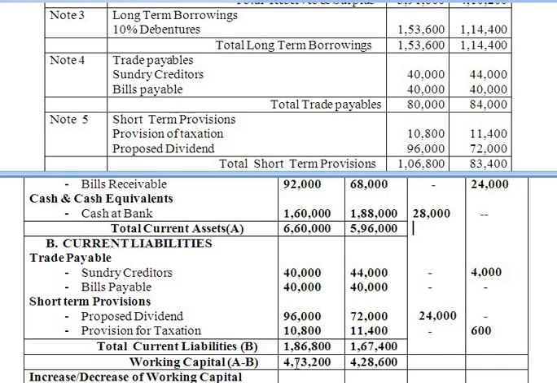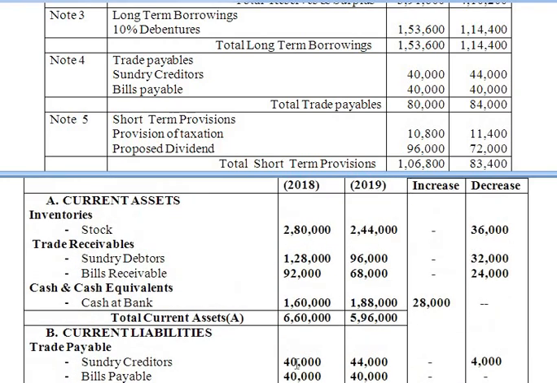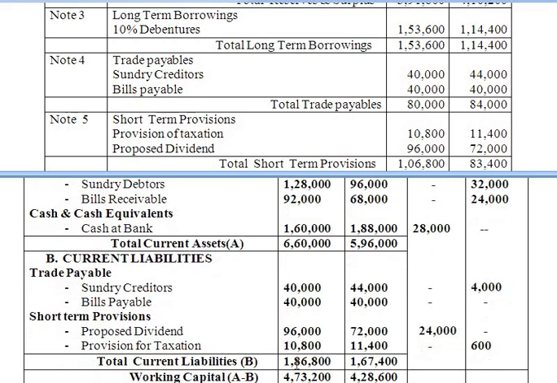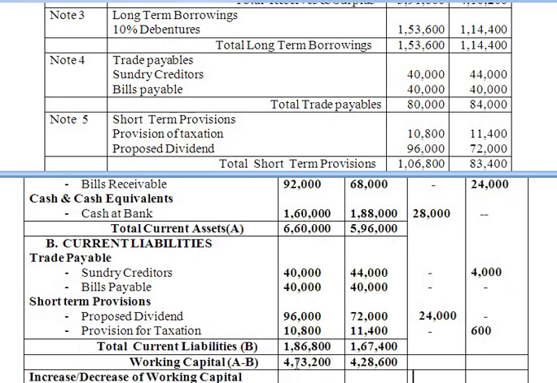Okay, in the increase column we have 28,000 and 24,000. So 28,000 plus 24,000 is equal to how much? 28 plus 24, so 52,000. It is 52,000.